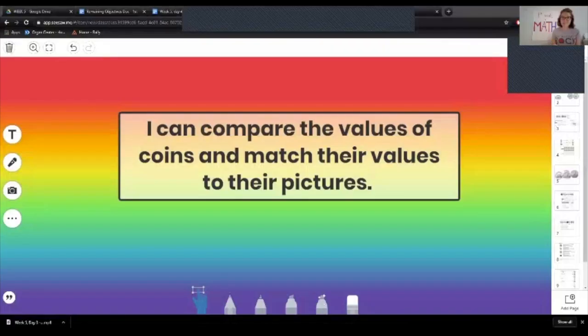Our I can statement is about money, of course. I can compare the values of coins. Remember, value is how much a coin is worth. The value of a quarter is 25 cents. And I can match their values to their pictures. So just like we've been practicing, that means that you can see a picture of a quarter and you can say that that is 25 cents and you know it's a quarter. So important that you know the words and their value, okay?